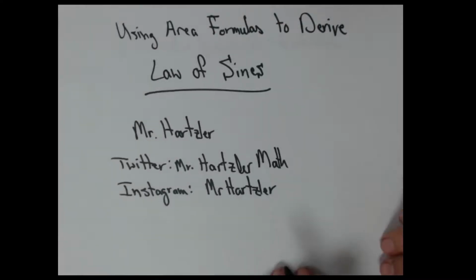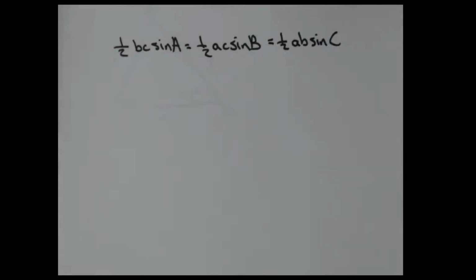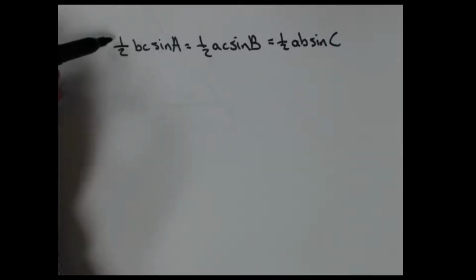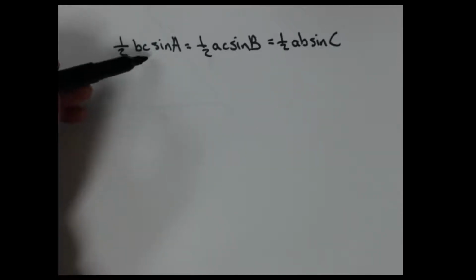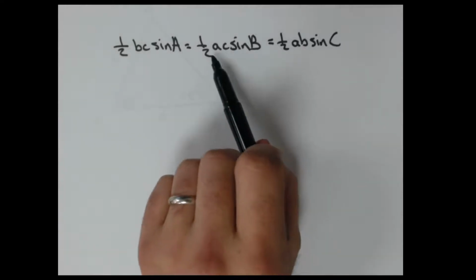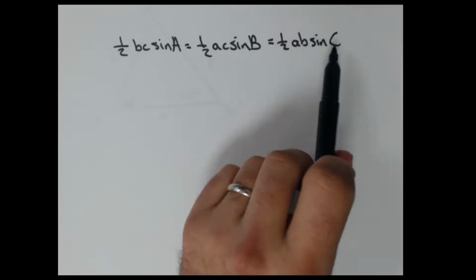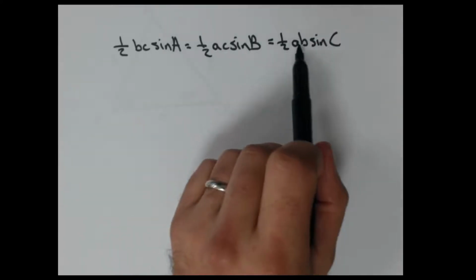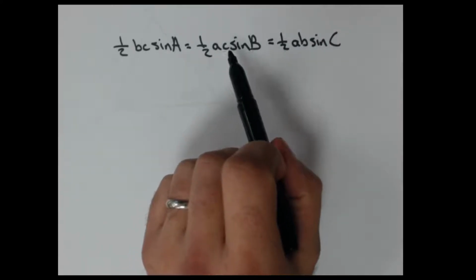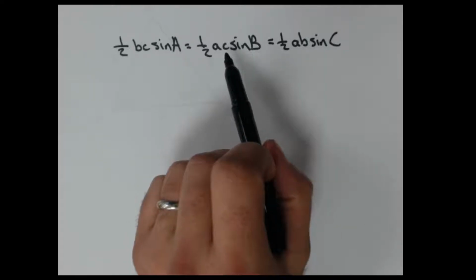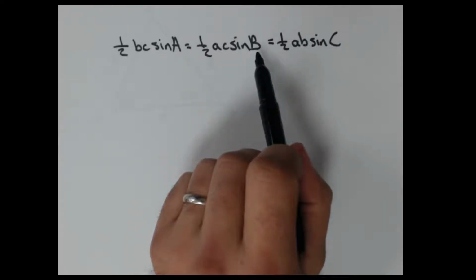So let's get started on that, and to do that I need to start off with the law of sines, the areas of those all written out. In the last video I talked about how 1/2 BC sine A equals 1/2 AC sine B equals 1/2 AB sine C. If you notice, all of the letters are represented every single time, and whatever my two sides are, the angle is the other letter.